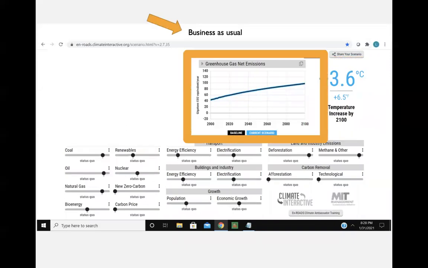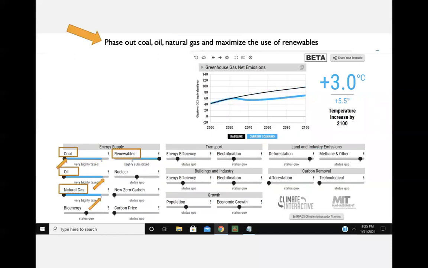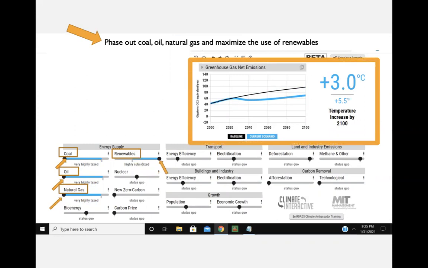This graph shows our ongoing increase in emissions. This curve needs to bend down steeply. So let's look at policies that phase out coal, oil, and gas and increase renewables. We get to 3 degrees, which is better, but it's not enough.